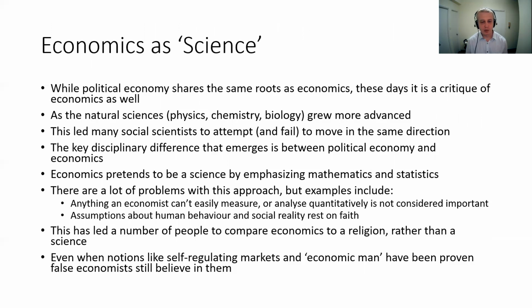So one thing that we know is that as the natural sciences evolved and became more advanced, physics, chemistry, and biology, many social scientists attempted and failed to move in the same direction. And economics represents the attempt to take a social science like political economy and evolve it into something comparable to the natural sciences, economics. So economics pretends to be a science by emphasizing mathematics and statistics.